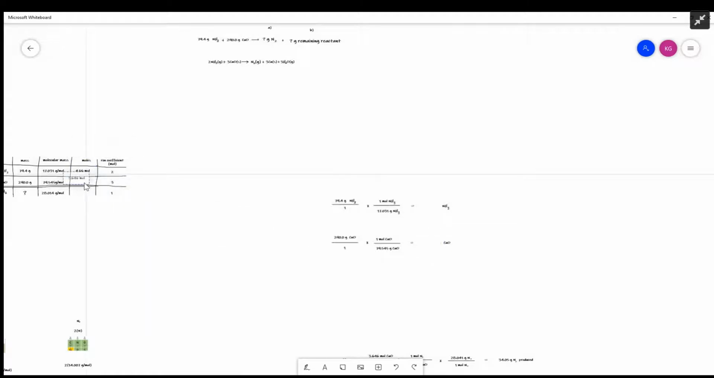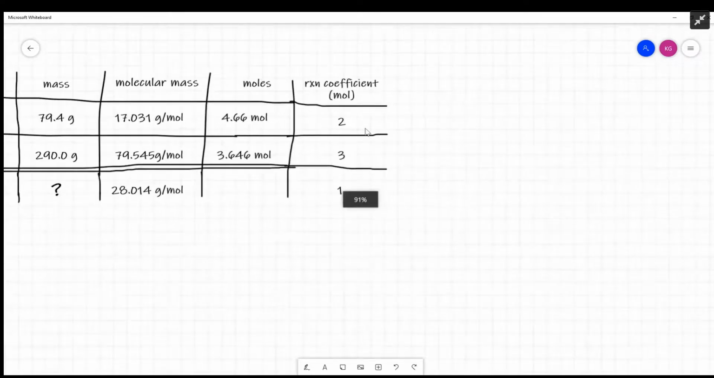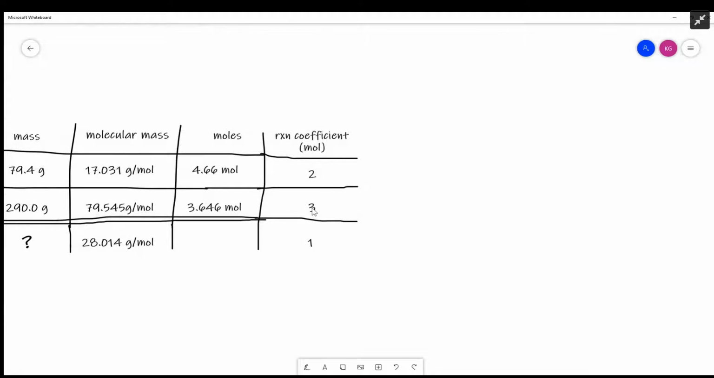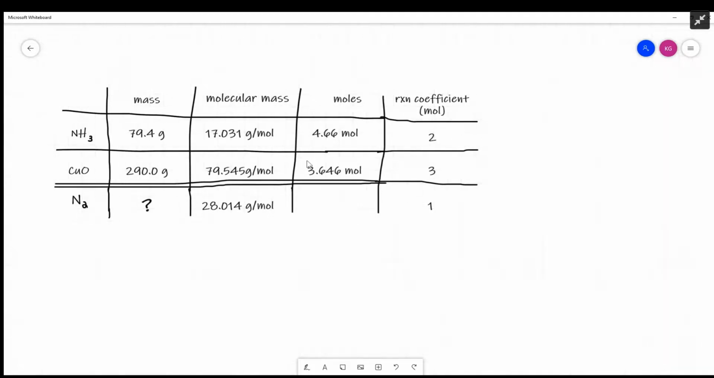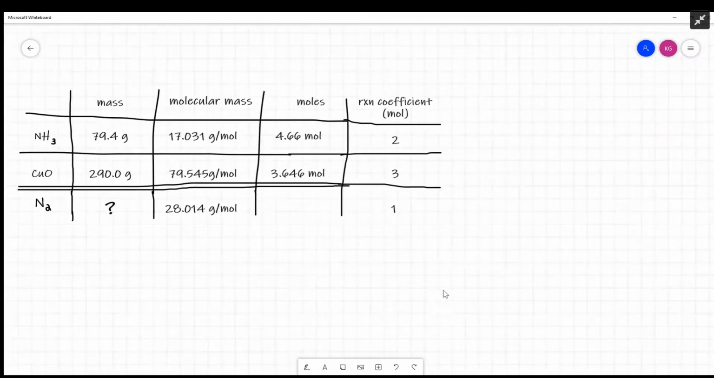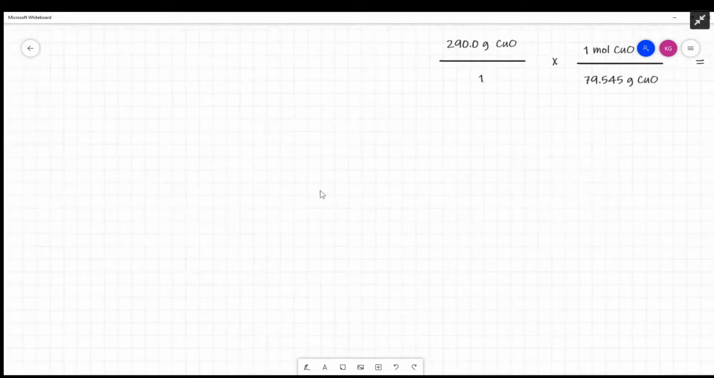All right, now we've got to figure out which one is the limiting reactant. Now, sometimes you would have to do some math to do this, but I think we can just do this by looking at it. So we know that we need 3 moles of CuO for every 2 moles of NH3. Look at our numbers here. You can tell that this is going to be the limiting reactant because we have a lot less of this. We have a lot more of this than we would need. Okay, so we're going to assume that all of this reacts, and we can convert this number to the mass of nitrogen gas.